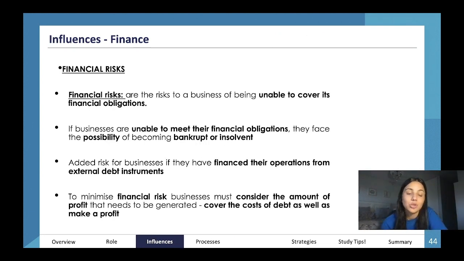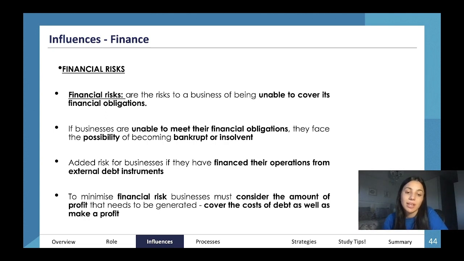But in that, financial risk comes. So financial risks are the risk to the business of being unable to cover its financial obligations. So if businesses aren't able to meet their financial obligations, they face the possibility of becoming bankrupt or insolvent. And that's an added risk for businesses if they finance the operation from external debt instruments, because then they're getting chased up on all that money externally.